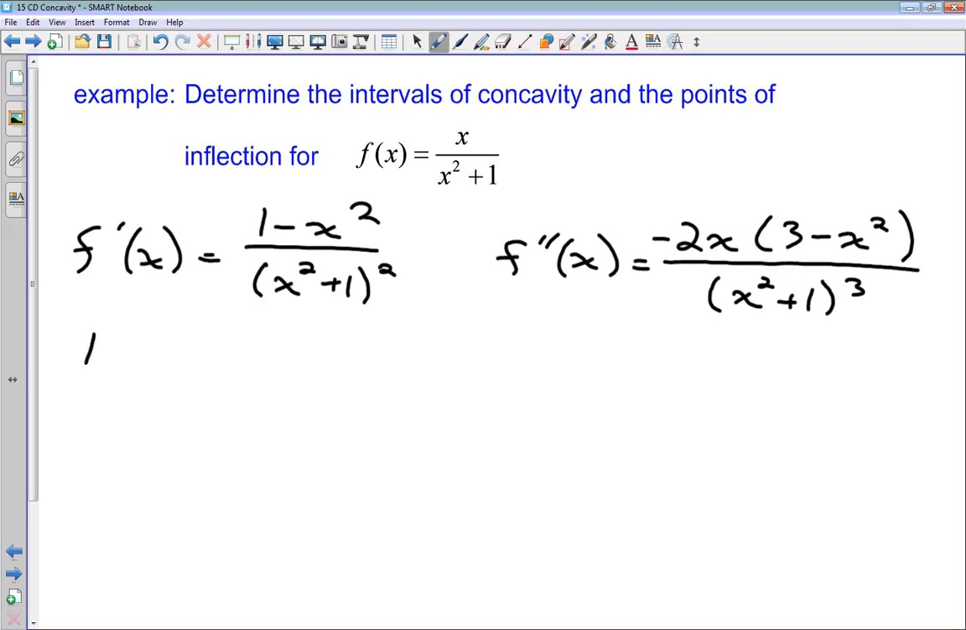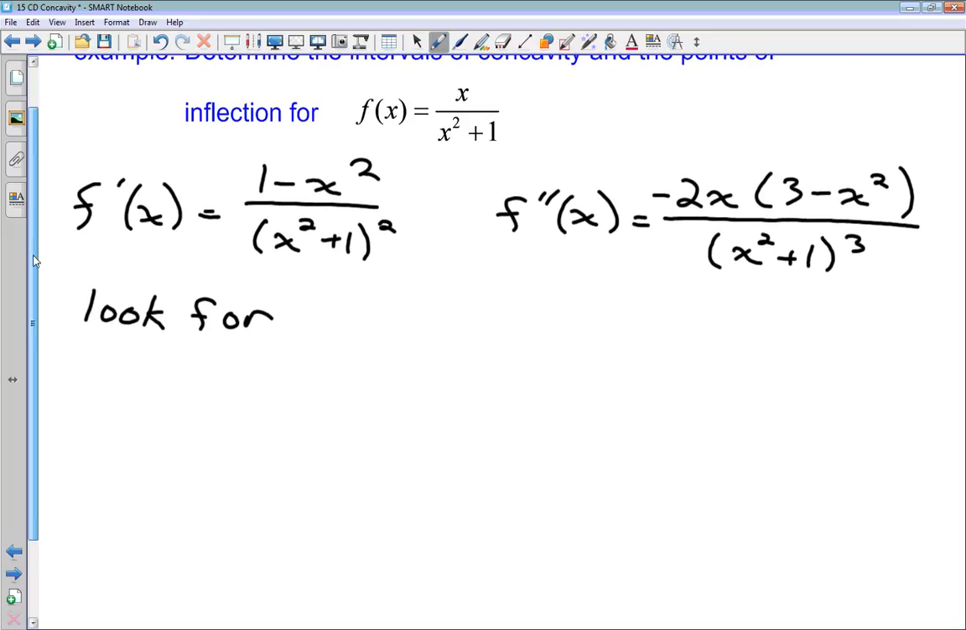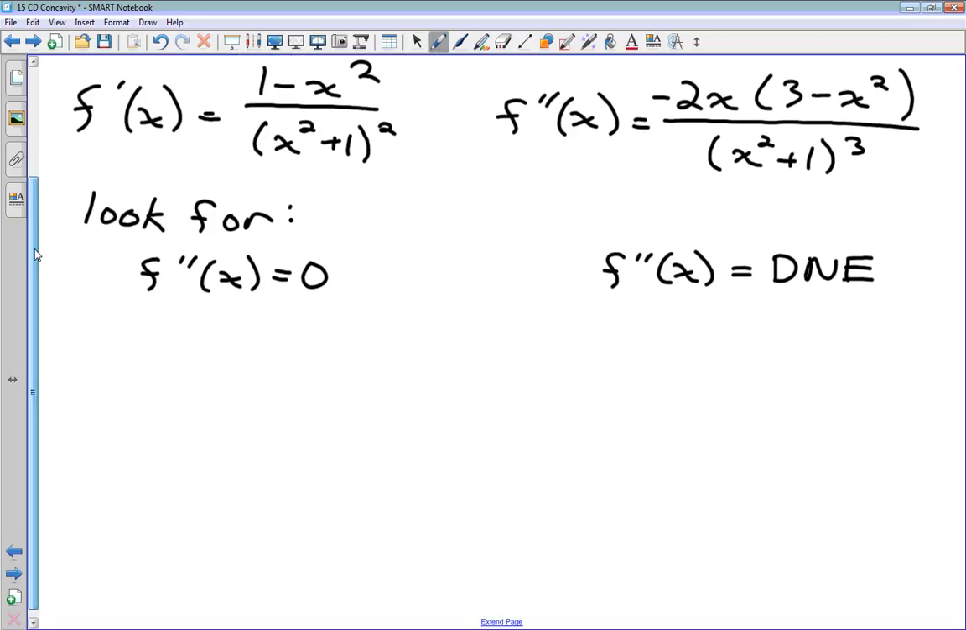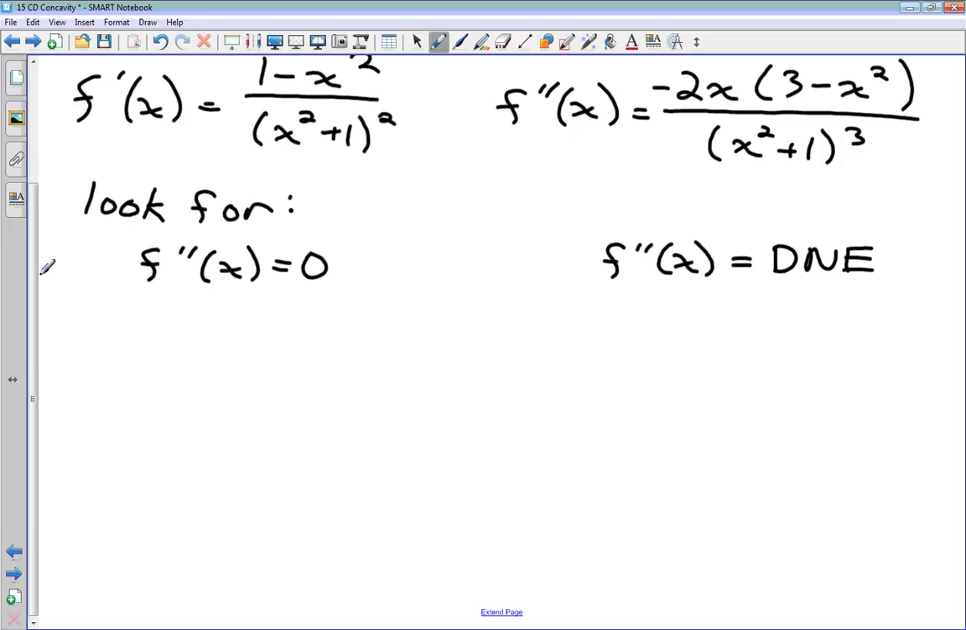So if we're looking for points of inflection, we are going to look for where our second derivative is equal to 0, or where our second derivative does not exist, because those are the possible points where our concavity can change. And we're going to use these points like we use our critical numbers with our first derivative test. They're going to define the intervals where we check the concavity.